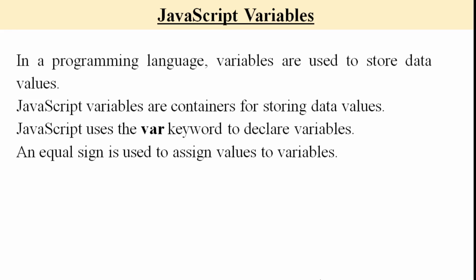How do we assign a value to a variable? First, it should be declared. Then, a value should be assigned to the variable with an equal to operator. In a programming language, variables are used to store data values. JavaScript variables are containers for storing data values. JavaScript uses the var keyword to declare variables. An equal sign is used to assign values to the variables.